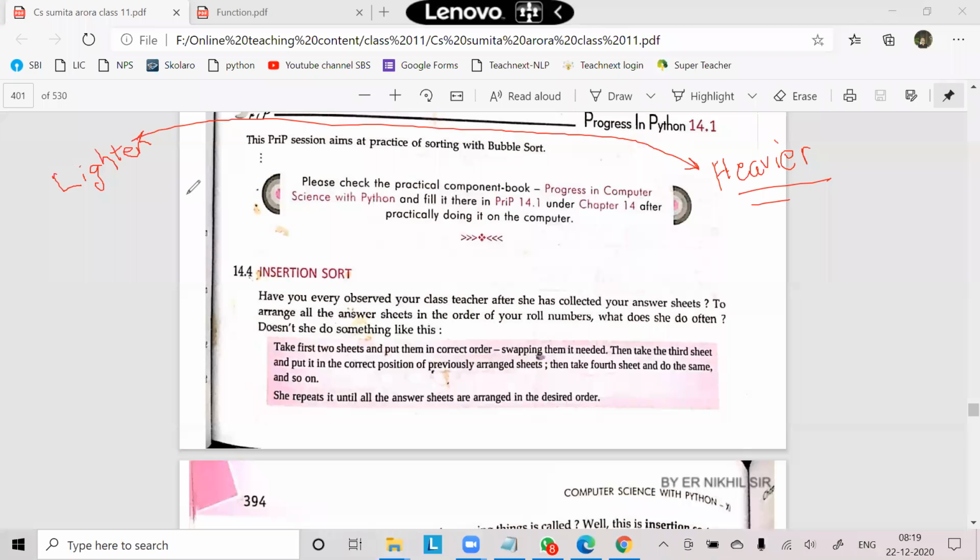So our favorite question: the difference between insertion sort and bubble sort. These are the two words which make the difference between them. Another difference, yes, this is one difference. Can anyone find another difference? Can anyone tell me another difference that we saw between bubble sort and this? The first is absolutely right, heavier and lighter. What is the second difference you find here?